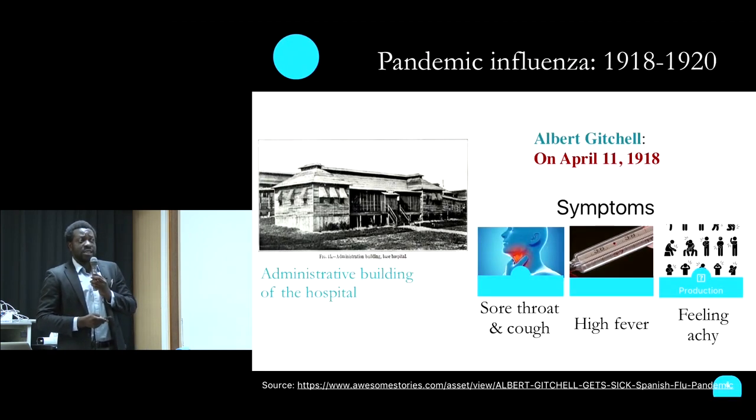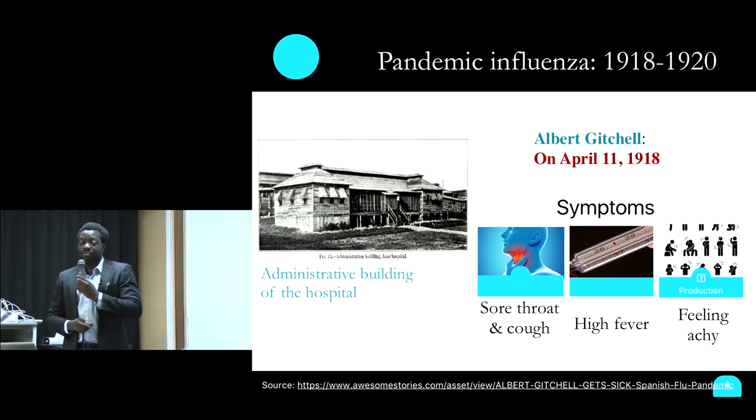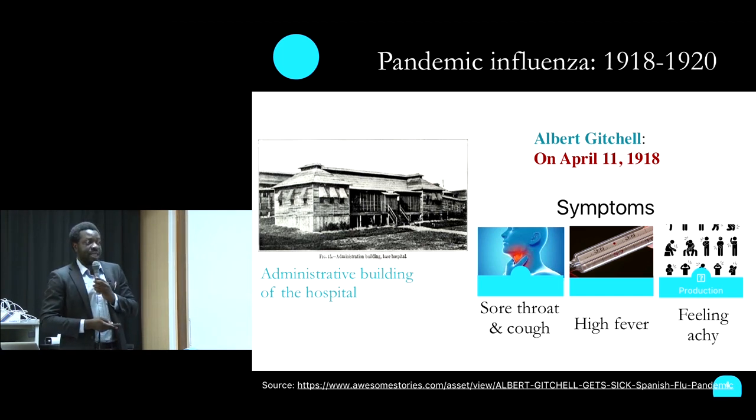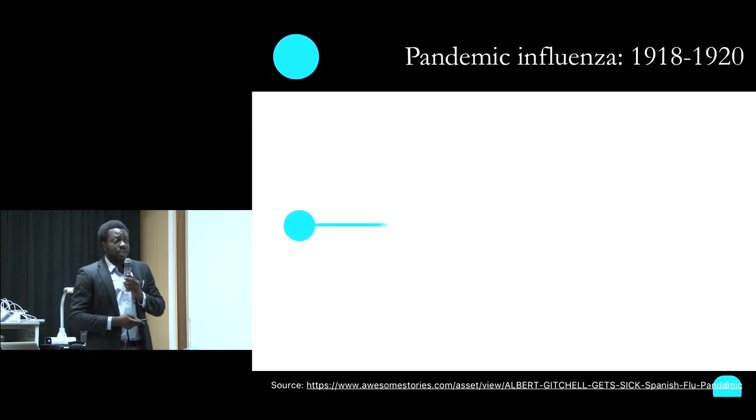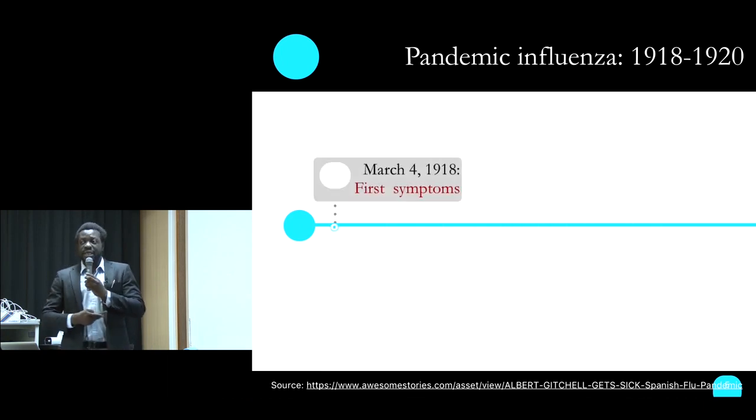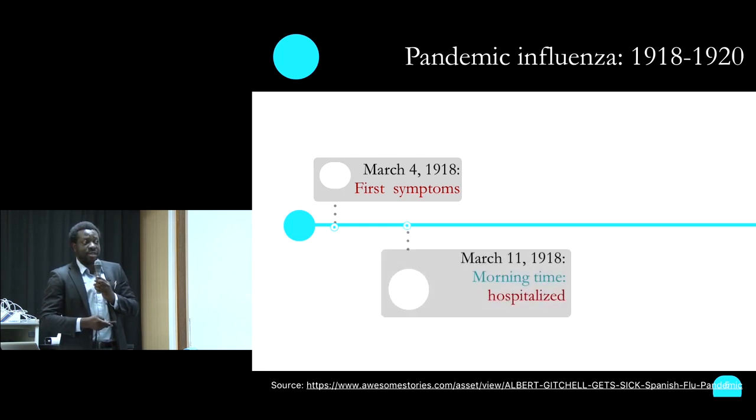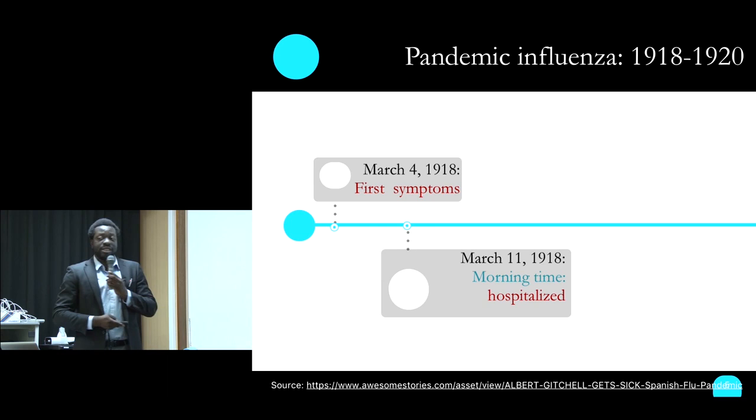What follows is that on April 11, his symptoms got much more severe. He had a sore throat and cough, very high fever, and his body was aching all over. And then he was admitted to the hospital. So let's try to look at it in a timeline. On March 4, he developed the first symptoms of flu. On March 11, in the morning, he was hospitalized.